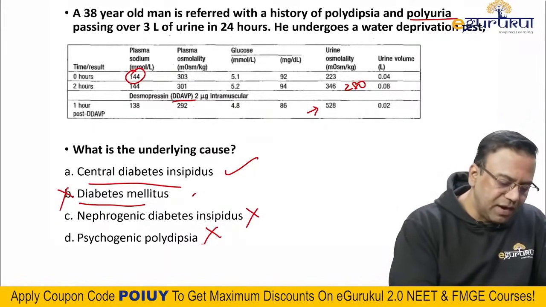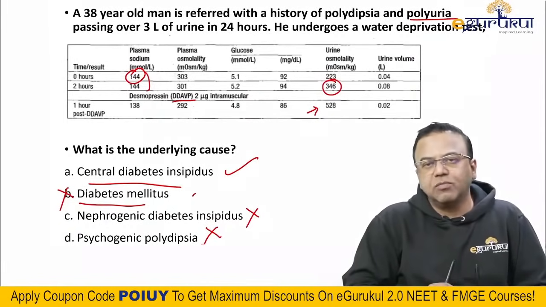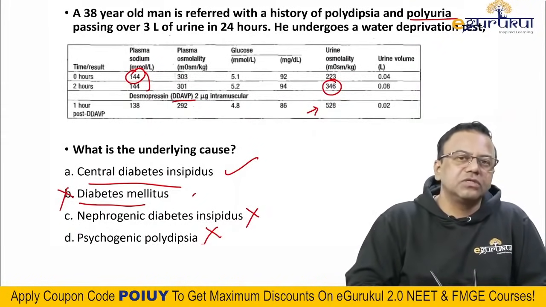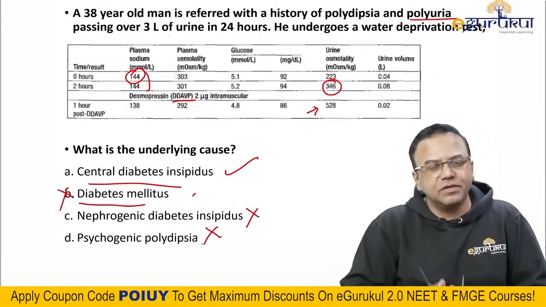I told you when you get in between 300 to 600, look at the sodium. That's a major clue for us. The fact that the patient has got a sodium on the higher side indicates that this cannot go towards primary polydipsia. It is a case of diabetes insipidus.